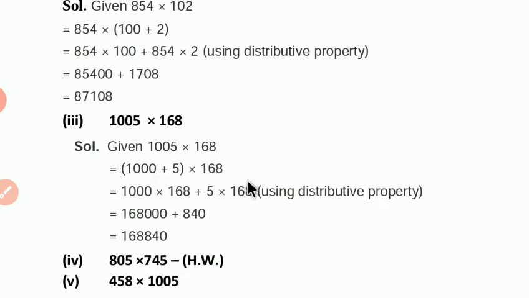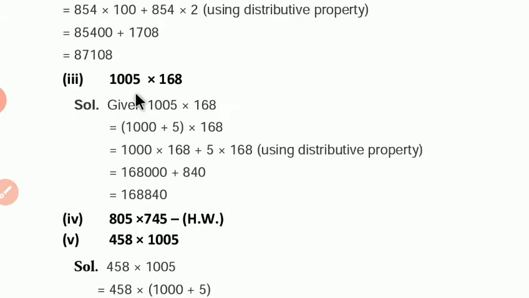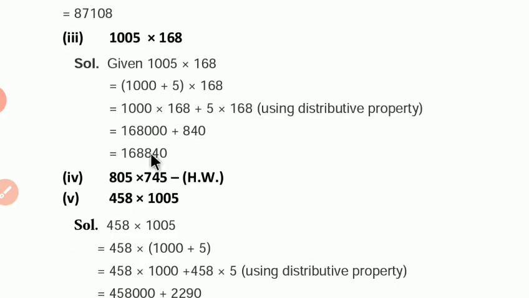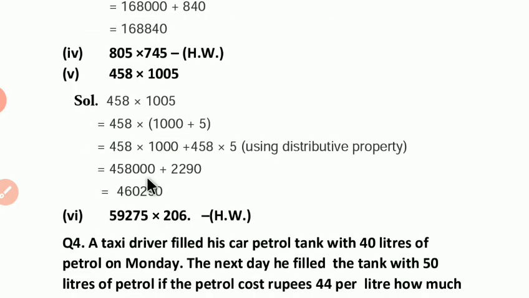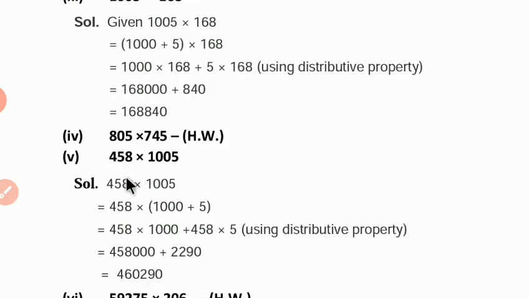By the distributive property, we have to multiply 1000 by 168 plus 5 by 168. In this question you can also open 168 if you want, then you have to write 1005 as it is. So 1000 into 168 is 1,68,000 plus 168 into 5 is 840, which is equal to 1,68,840. Question number 4 is left for you as your homework.